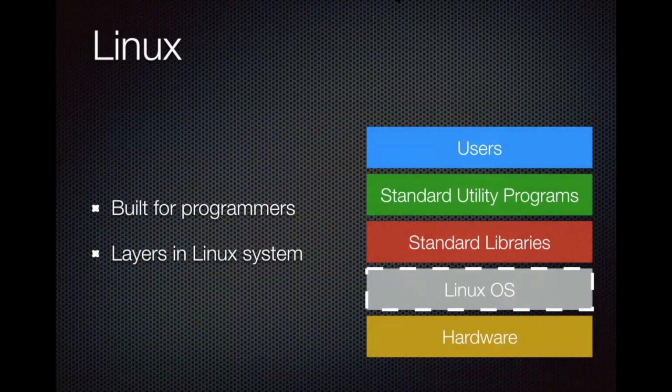First off, Linux was built by programmers, and it's for programmers to use in complex software development environments. So the layers of Linux: at the top you have users, your standard utility programs, and your standard libraries. Then at the Linux OS is where the process management happens, and the memory management, the file systems, and the IO. This is also where the kernel mode is. And then at the bottom is the hardware.